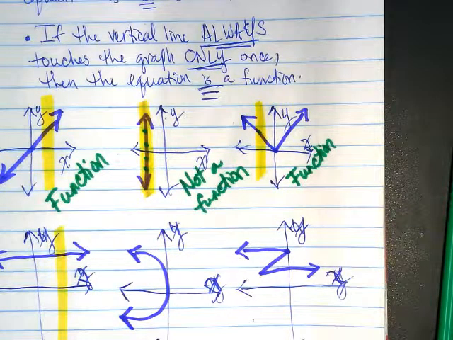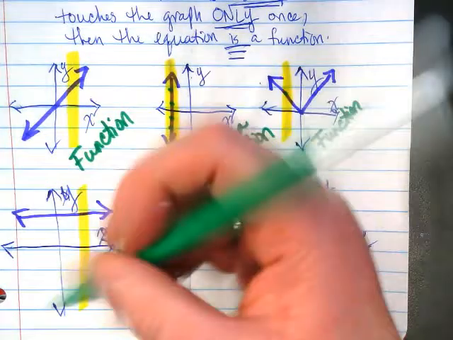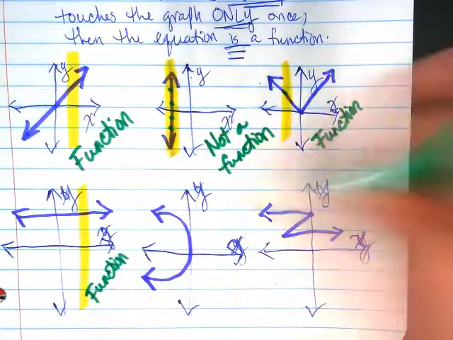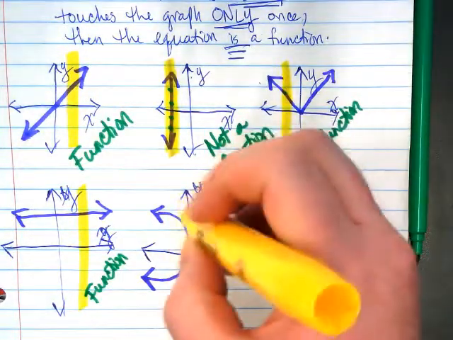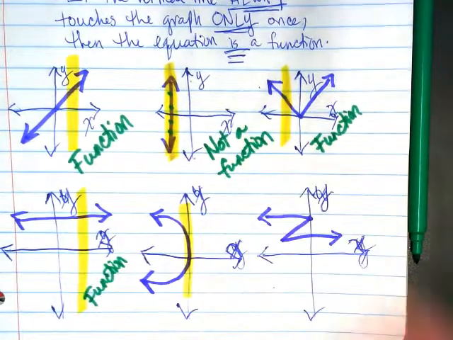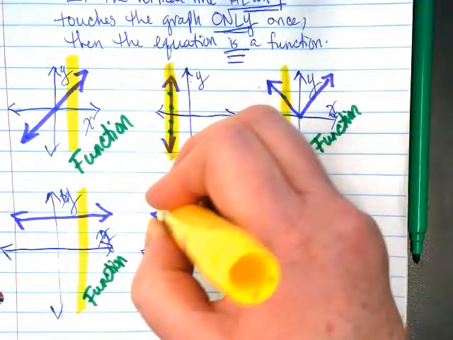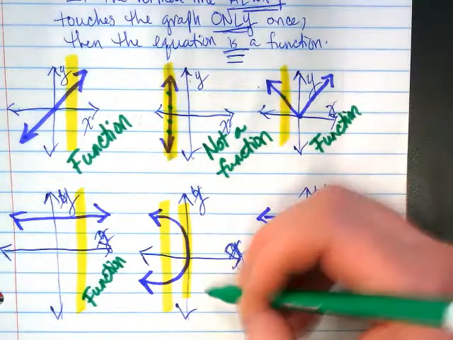Let's try here. Is that ever going to hit that line more than once at the same time? No. That means that this is what? This is a function. Okay, if I scan this here, is it hitting more than one place at the same time? Yes. If I scan it again here, is it hitting more than one place at the same time? Yes. This is not a function.